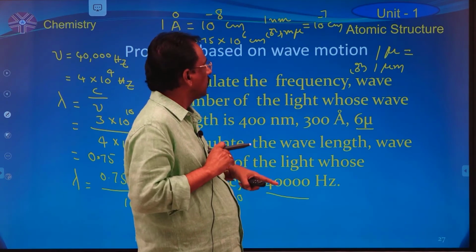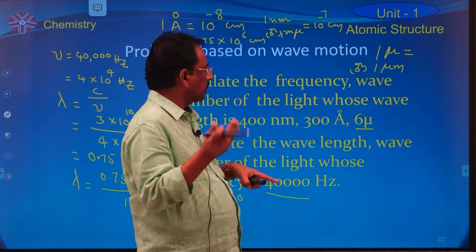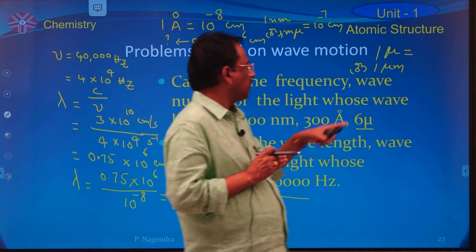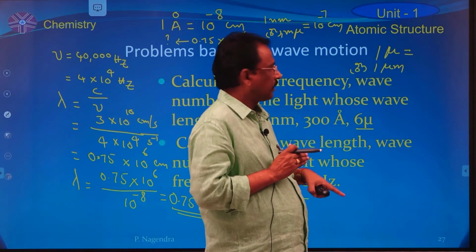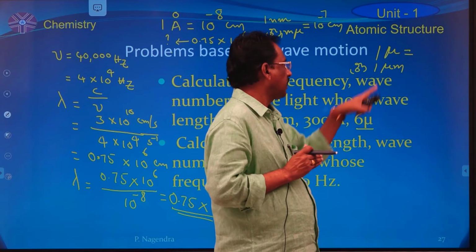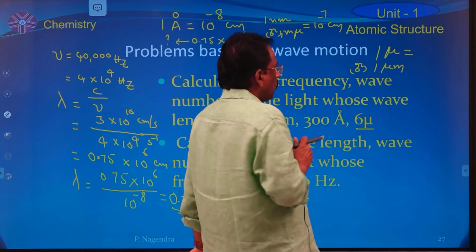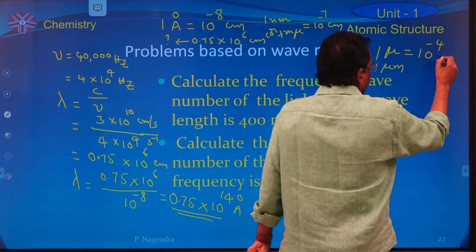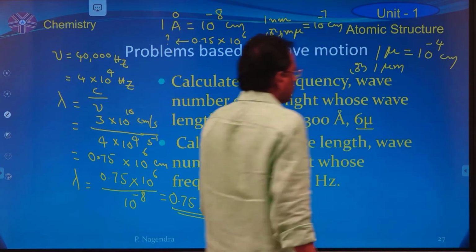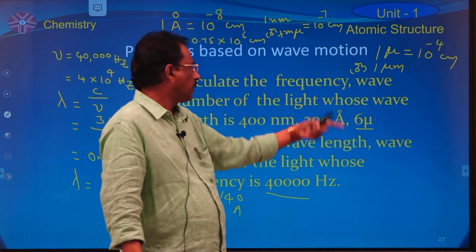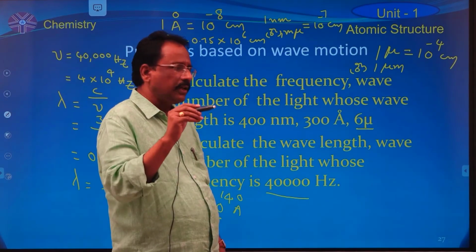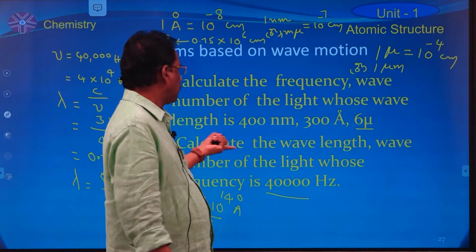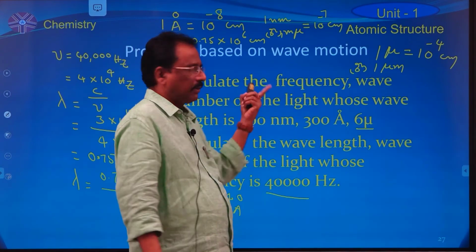Remember that. Another representation you should remember: it is also expressed in the form of micron and micrometer, both are same. 1 micrometer is equal to 10 power minus 4 centimeters. After that, 6 microns means 6 into 10 power minus 4 centimeters. After that, calculate the frequency and wave number.